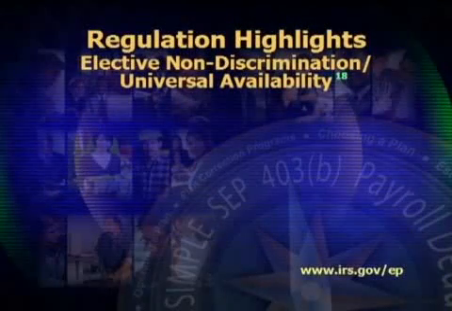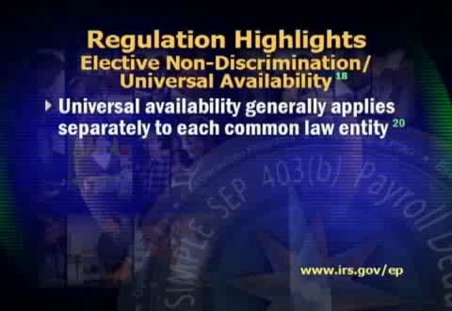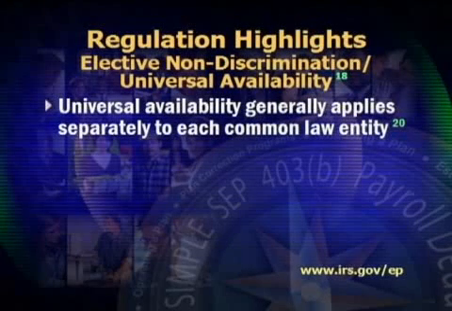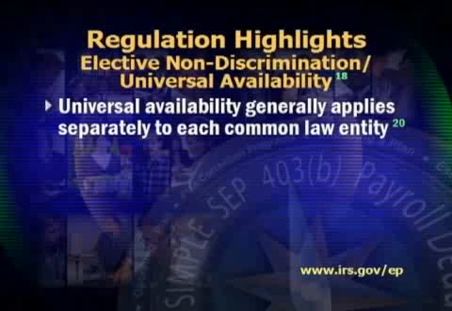Now, this universal availability has many, many factors, and interestingly enough, it applies to each common law entity separately. It doesn't group what we call control groups together. It applies to them separately, and the regulations talk about those instances where this application takes place. But let's look at universal availability. Remember, I was saying if I have the right to do it, unless you fall into a permissively excludable group, you also would have to have the right to make these elective deferrals.